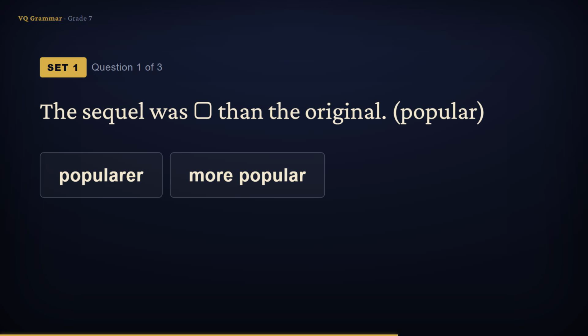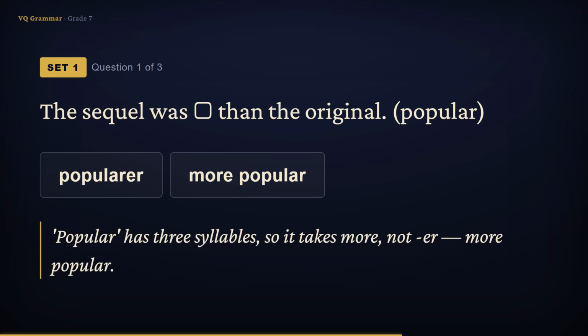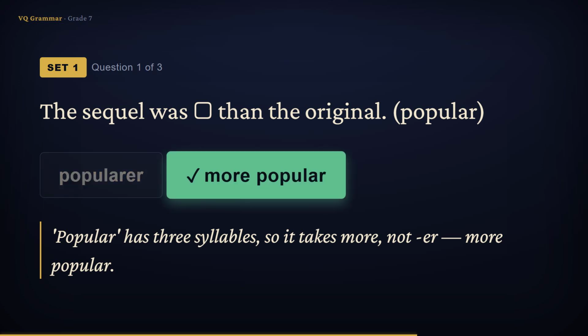The sequel was blank than the original. The adjective is popular, and if you clap it out, it has 3 syllables. That's a long word. Long adjectives don't take ER, so popularer isn't a real word. We use more instead. So the answer is more popular.